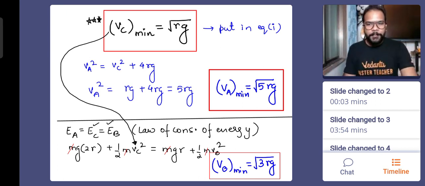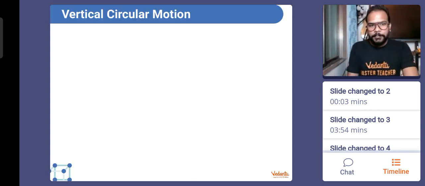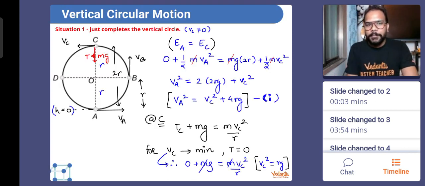Okay? Adesh, it will not happen. The body will not fall down. At D, the potential energy is the same as that of B. Both are mgr, correct? So definitely kinetic will also be the same because energy at D is also equal to energy at B. So potential is the same, kinetic is the same.